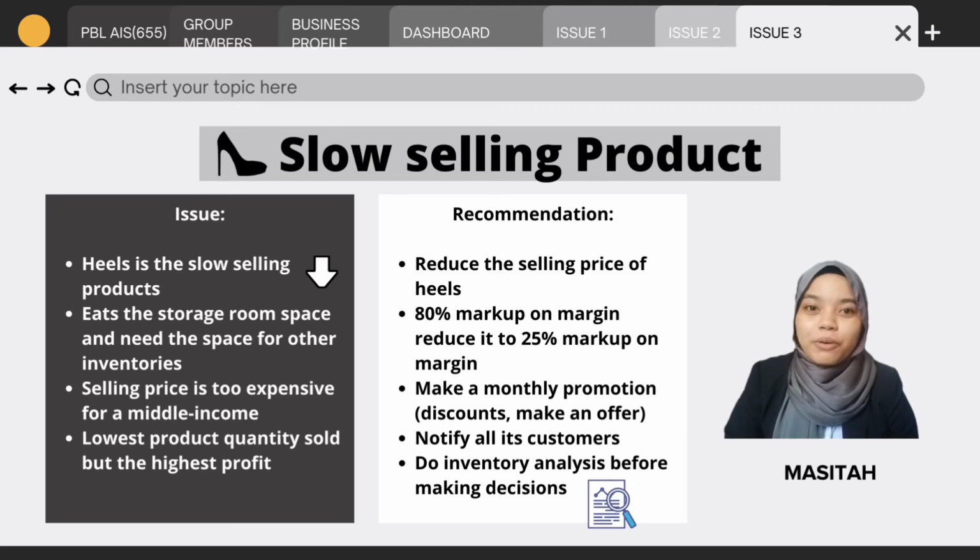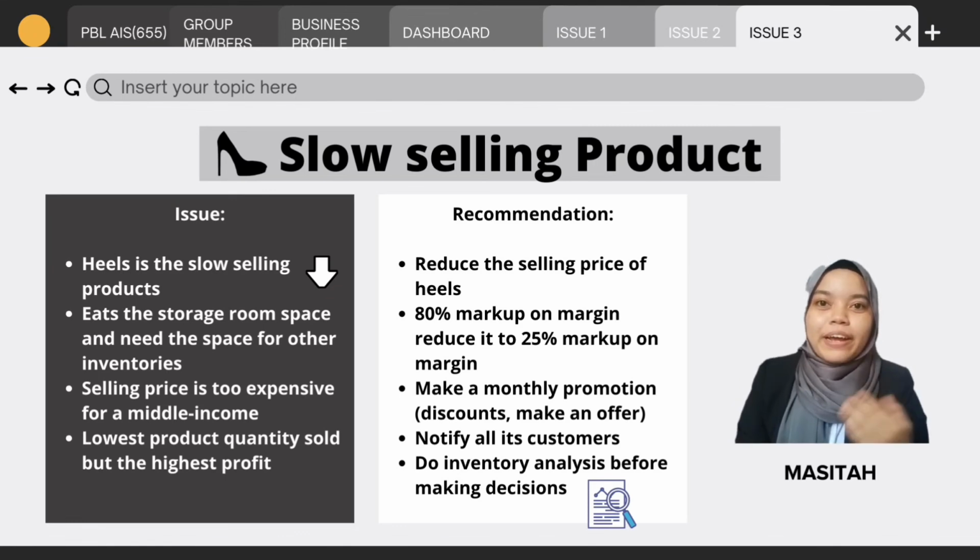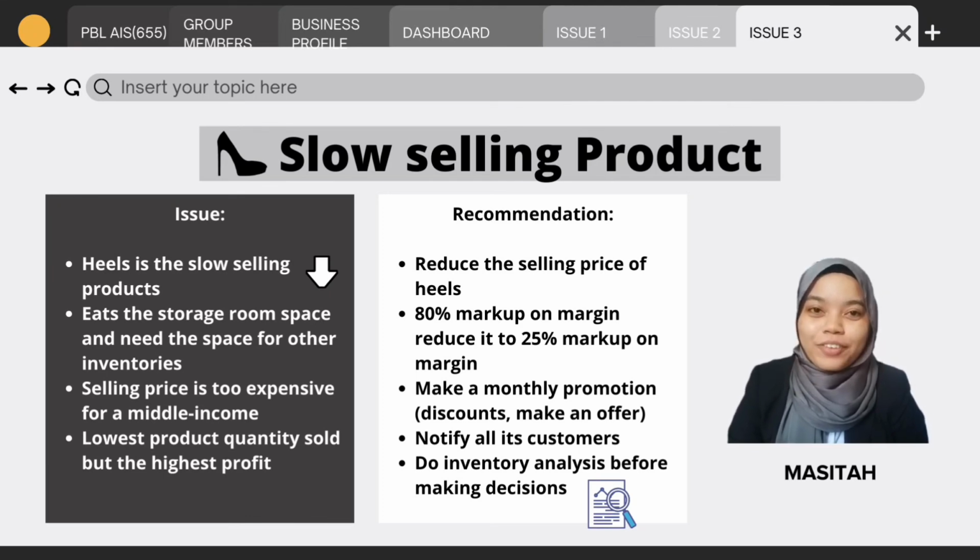Although the heels product has the lowest quantity sold, it gives the highest contribution to the profit among all other products. Therefore, it is important for the company to push the sales of heels to achieve more profit and increase the performance of the company in the future. The recommendation that the company should take into action for issue 3 is to reduce the selling price of heels.